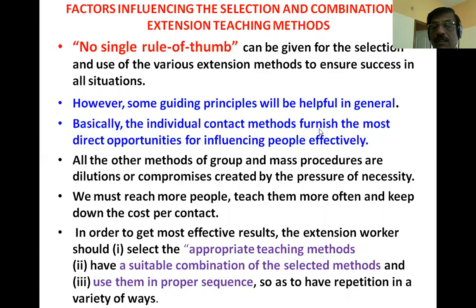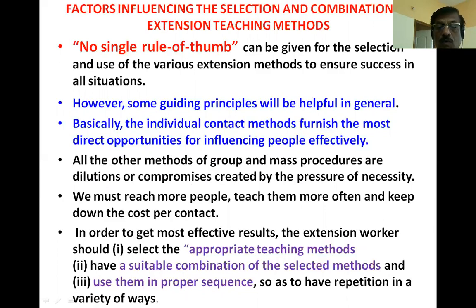Whereas all other methods of group contact and mass contact are dilutions or compromises. Due to unavoidable circumstances we go for group contact methods and mass contact methods, because individual contact methods are costly and they can reach only a small number of people. So in order to reach more people within a short period of time and reduce the cost of the extension worker, we go for group contact methods and mass contact methods.